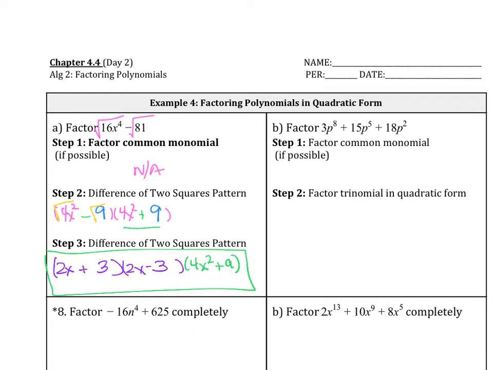Factor a common monomial if possible. So we can divide out a 3p squared. So let's factor the 3p squared, take out the GCF. So 3p squared, we're left with 8, p to the 8 over p to the 2, that's p to the 6, plus 3 goes into 15 5 times, and that's p to the third, plus 3 goes into 18, 6, and the p squared cancels out.